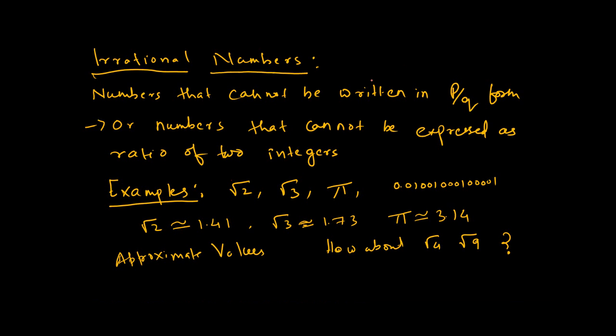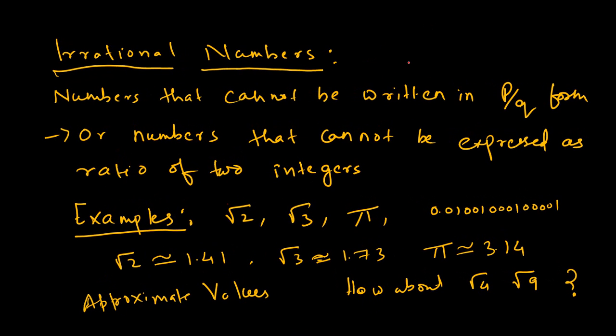So in this video, I'll talk about what are the irrational numbers. So the question arises here: are there numbers which cannot be expressed in the p by q form? Well, yes, there are numbers which cannot be expressed in p by q form.